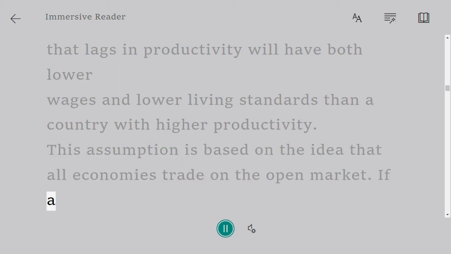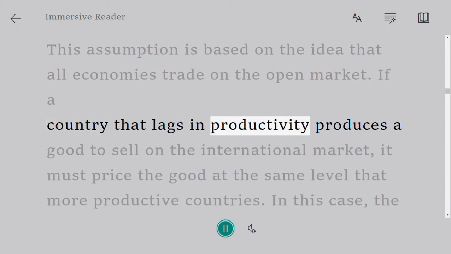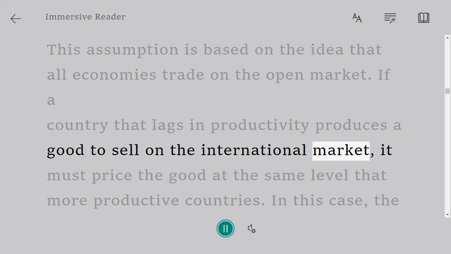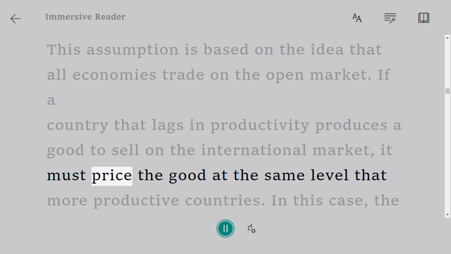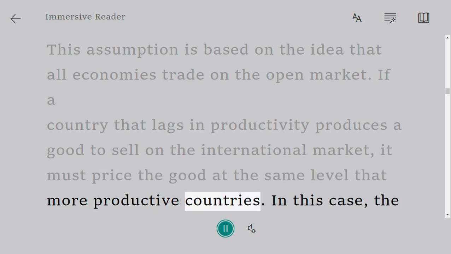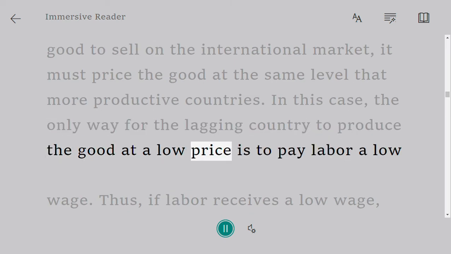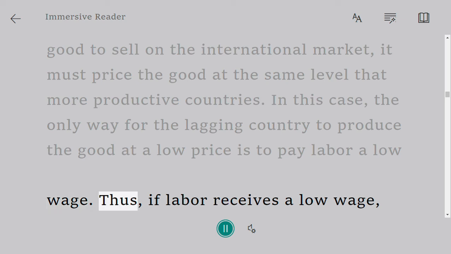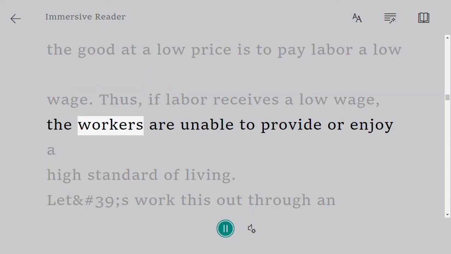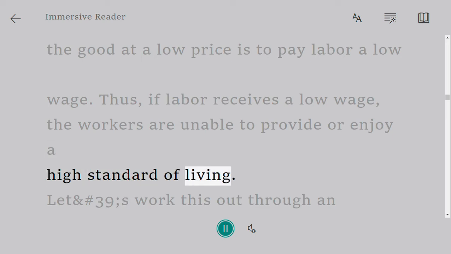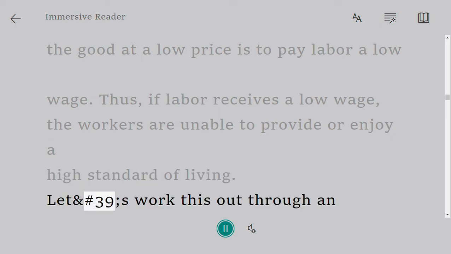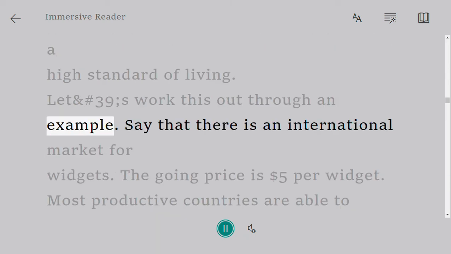If a country that lags in productivity produces a good to sell on the international market, it must price the good at the same level as more productive countries. In this case, the only way for the lagging country to produce the good at a low price is to pay labor a low wage. Thus, if labor receives a low wage, the workers are unable to provide or enjoy a high standard of living. Let's work this out through an example.